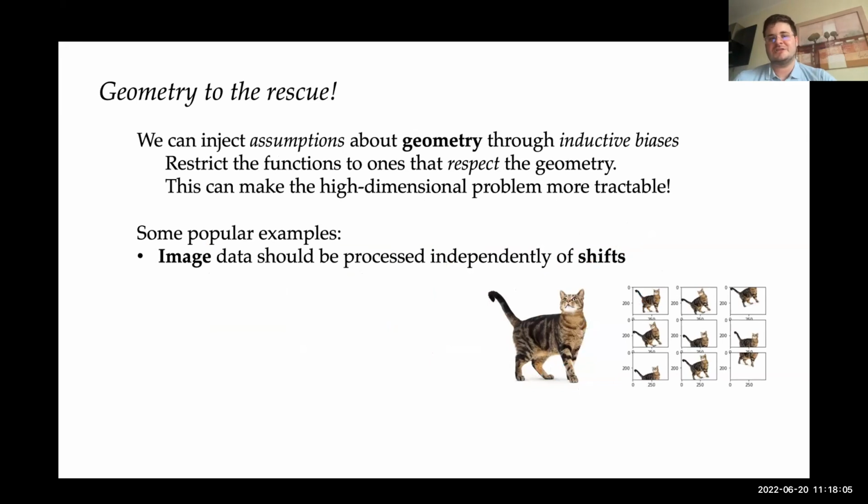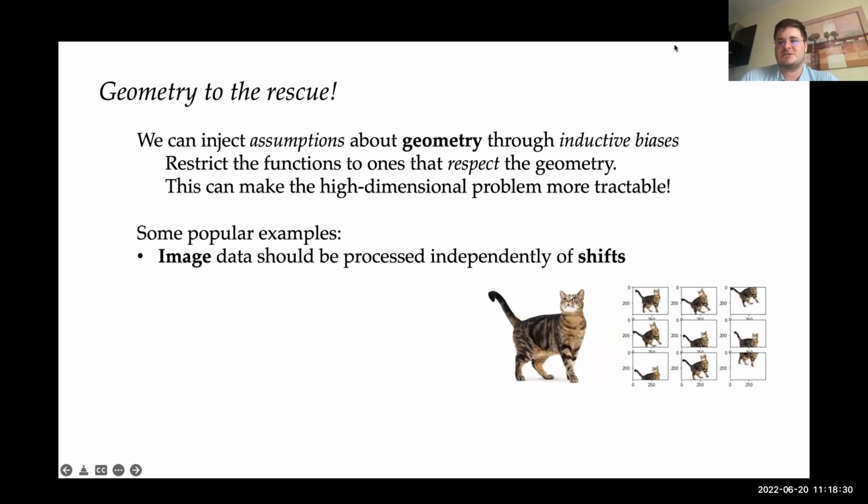We stay in high dimensional learning, but we try to inject some assumptions about the geometry of the problem through the use of inductive biases. So now we're still doing a high dimensional problem, but we're trying to only work with functions that respect the underlying geometry. And this might make our high dimensional problem more tractable simply because the space of possible solutions is much smaller. And here are a few popular examples of inducing geometry.